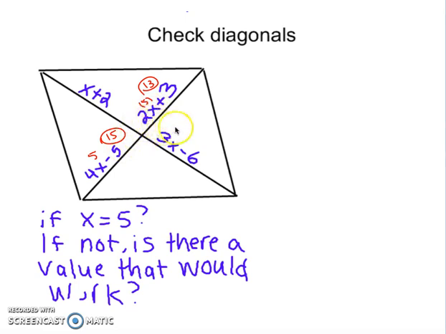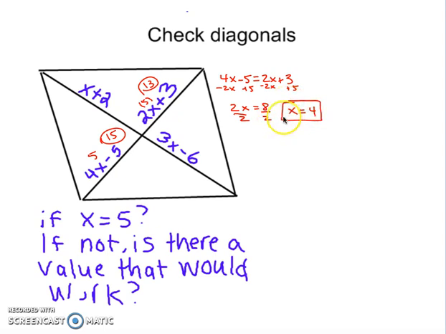Then it says, if not, is there a value that would work? So again, we need to check, first of all, by taking 4x minus 5 and setting it equal to 2x plus 3. So we can do that over here. 4x minus 5 equals 2x plus 3. And then we're just going to try to solve for x. So I'm going to subtract 2x from each side and add my 5. So we end up with 2x equals 8. Divide off the 2, and you end up with x equals 4.